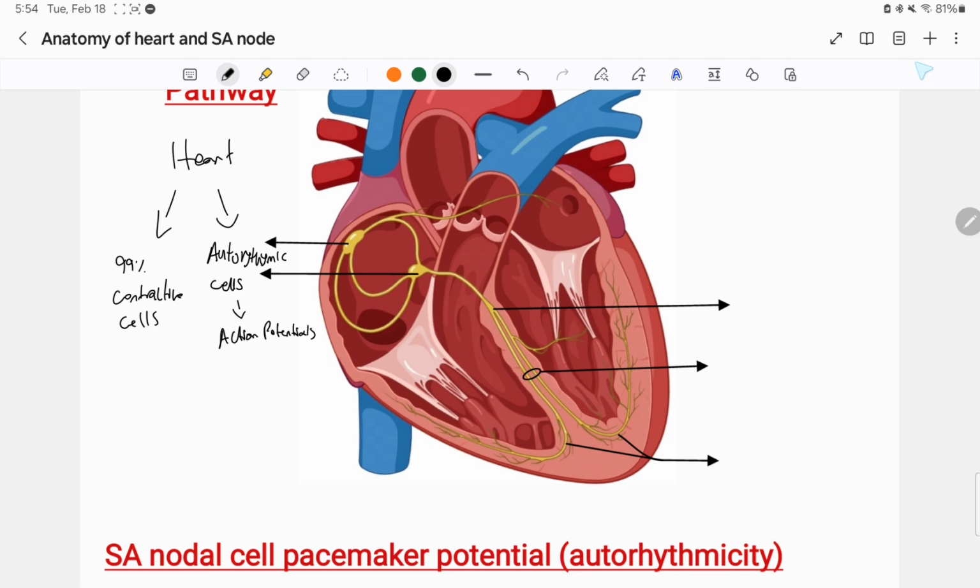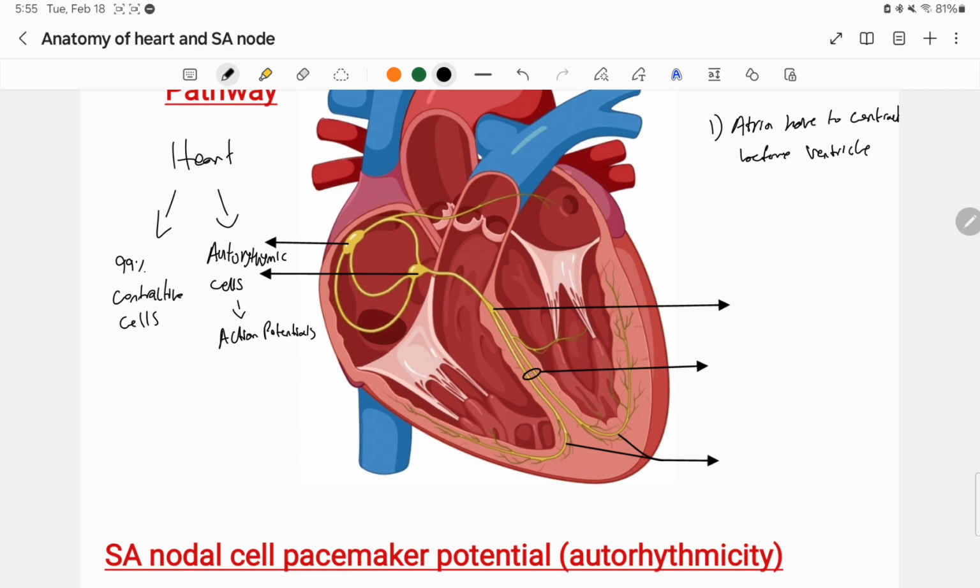So there is a specialized pathway that we have to follow in order to contract the heart properly, and there are three things that you must follow. The first rule is that the atria have to contract before the ventricle. This should make sense to us. The atria have to contract and empty their blood into the ventricles before the ventricle contracts. Because if the ventricle contracts first, well, guess what? It doesn't have any blood in it. So it just doesn't make sense.